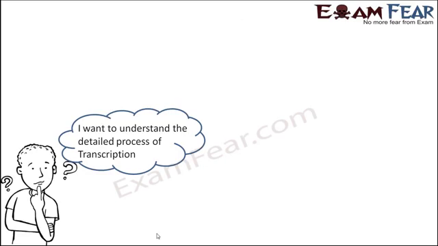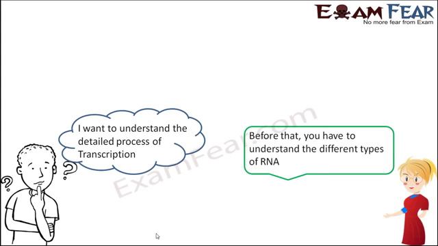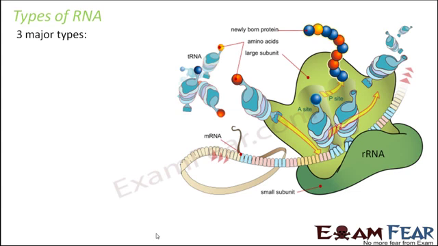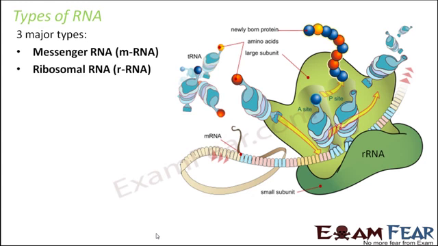So now you might be interested to understand the detailed process of transcription. But before that, it is very important to understand the different types of RNA, because just now you saw that I was using the term mRNA and you are not sure what it is. So before we get into the detailed process of transcription step by step, it is better to talk about the various types of RNA, their functions and roles. So there are three major types of RNA: messenger RNA, ribosomal RNA and transfer RNA, and they are abbreviated as mRNA, rRNA and tRNA. So these are the three types of RNA.